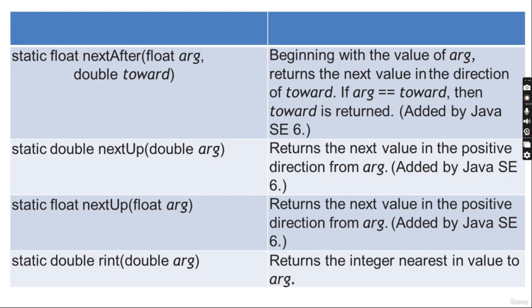Static double nextUp(double argument) returns the next value in the positive direction from arg. Added by Java SE 6. Static float nextUp(float argument) returns the next value in the positive direction from the arg. Added by Java SE 6. Static double rint(double arg) returns the integer nearest in value to arg.